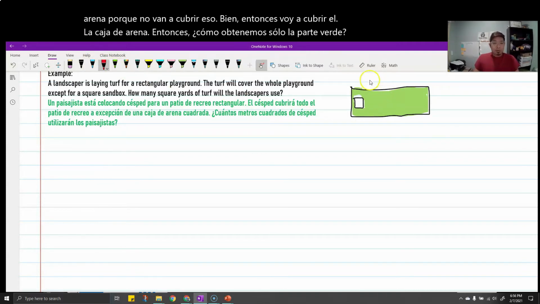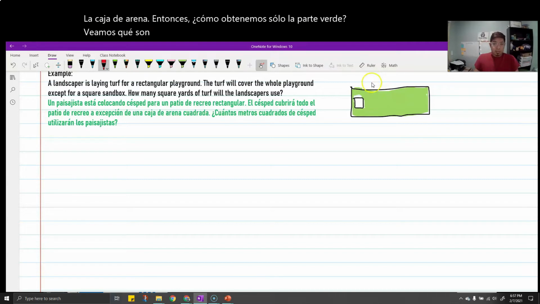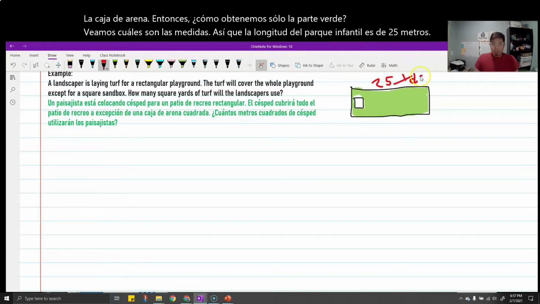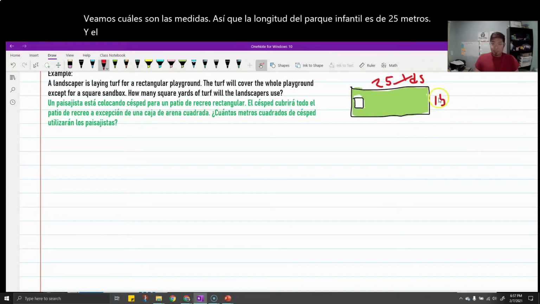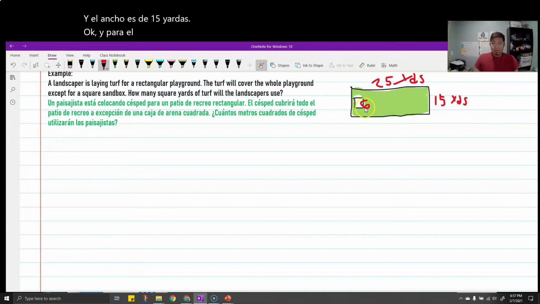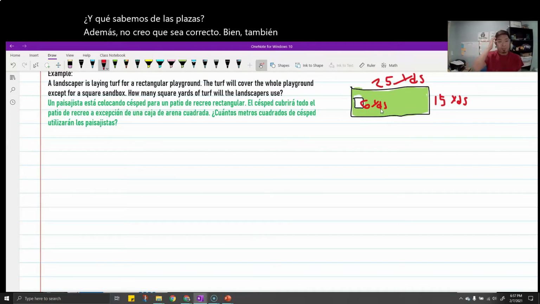Okay, well, let's see what our measurements are. So the length of the playground is 25 yards. And the width is 15 yards. Okay, and for the sandbox, it's 6 yards. And what do we know about squares? All sides are the same, correct, okay? So if all sides are the same, I'm just gonna put it on one side.